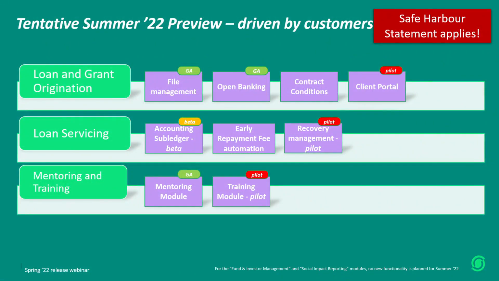So let's have a look at what we have planned for the next release for summer 22. On the area of loan and grant origination, we expect file management, or document management as we also call it, and open banking to be a standard part of our product by then, after ironing out the last glitches during the summer.